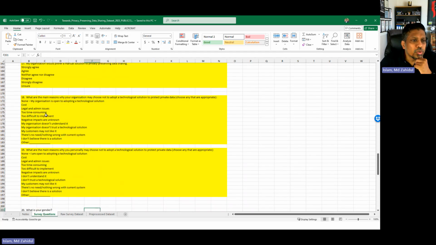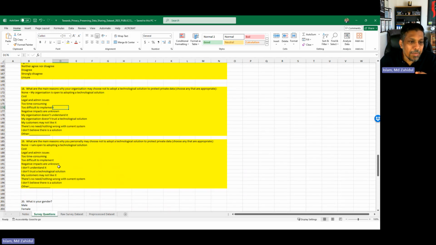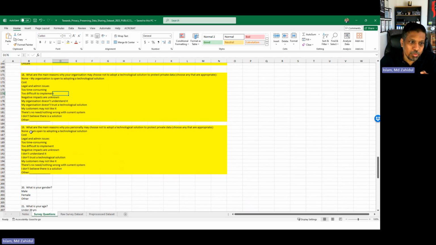And another interesting question is, what are the main reasons why your organization may choose not to adopt a technological solution to protect private data? Choose any that are appropriate, like cost, legal and admin issues, too time consuming, too difficult to implement, and so on. And then another interesting question could be, what are the main reasons why you personally may choose not to adopt a technological solution to protect private data? Again, similar sort of answers. So these are your survey questions.